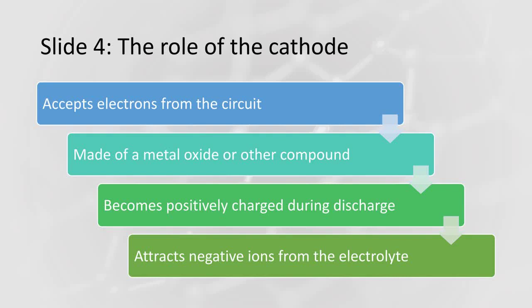As the battery discharges, the cathode becomes positively charged, and it attracts negative ions from the electrolyte. The acceptance of electrons by the cathode completes the electrical circuit and allows for the continuous flow of electrons, generating the electrical energy that we can use to power devices. Understanding the role of the cathode is crucial in understanding how batteries work. In the next slide, we will discuss the importance of the electrolyte in a battery.